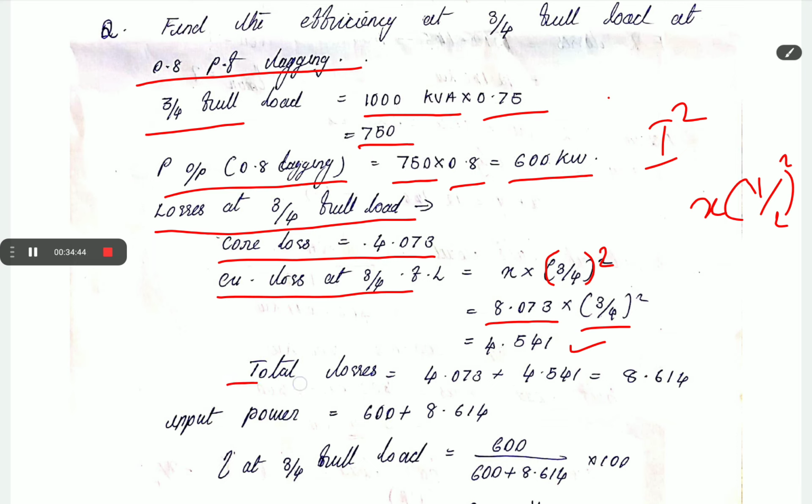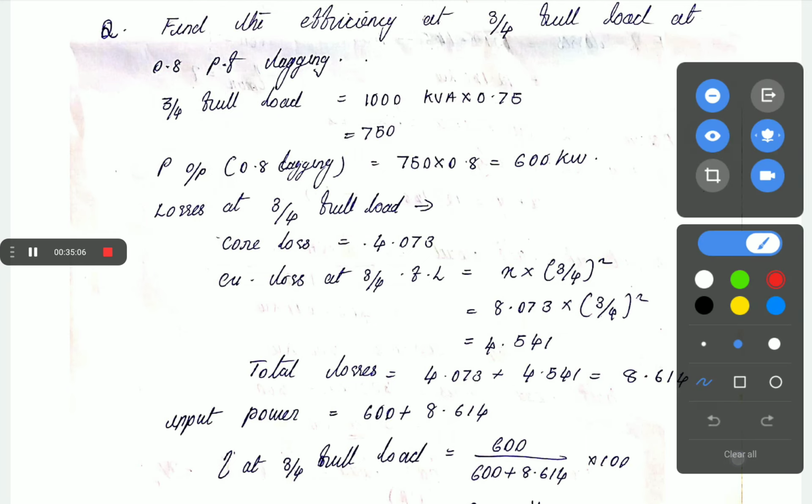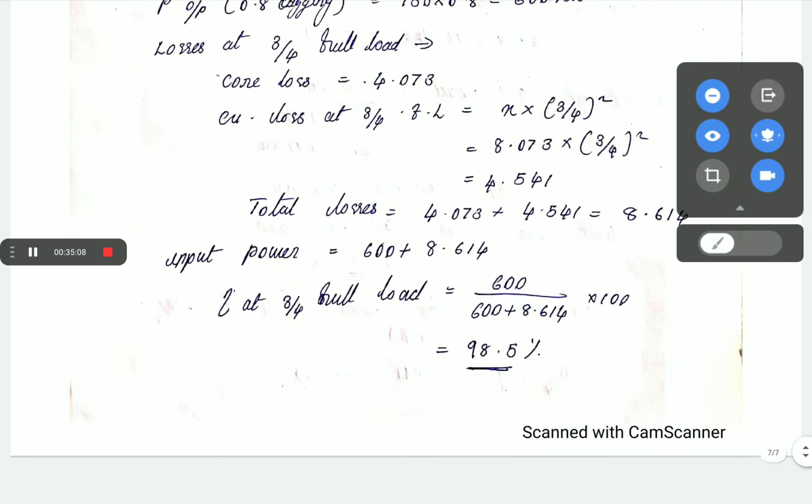Then you can find out total losses as core loss plus copper loss. So total loss കിട്ടി. So you can find out input power. നിങ്ങൾക്ക് output അറിയാം. So you can find out input by output plus losses. Then efficiency at 3 by 4th full load is that output by input into 100. Okay. So your efficiency will be 98.5%. Okay, thanks.